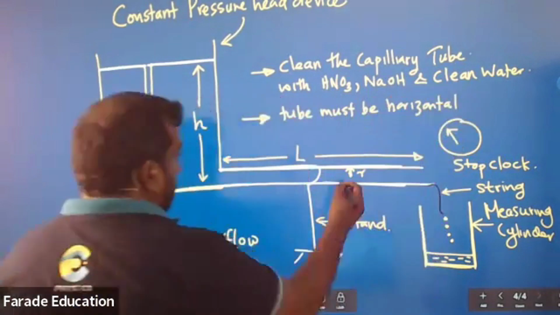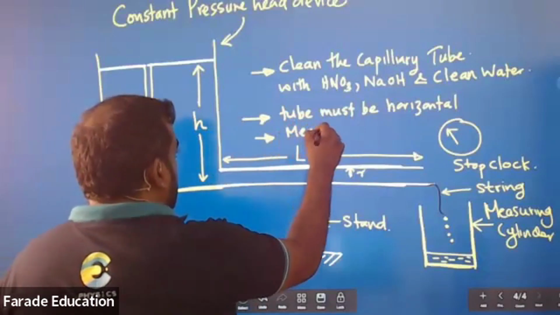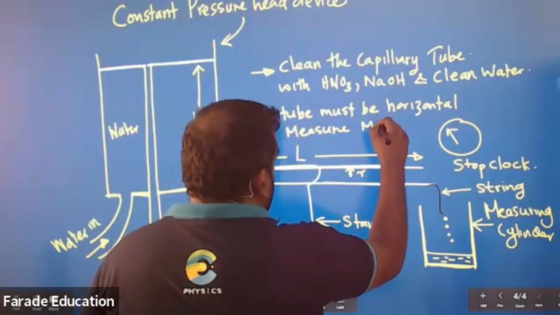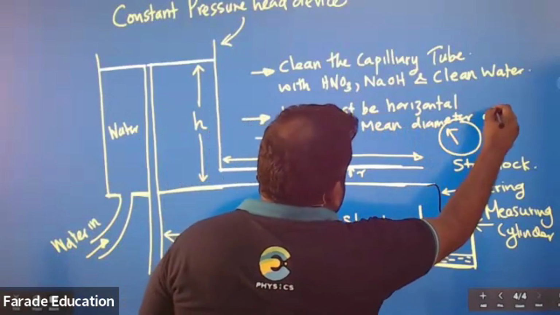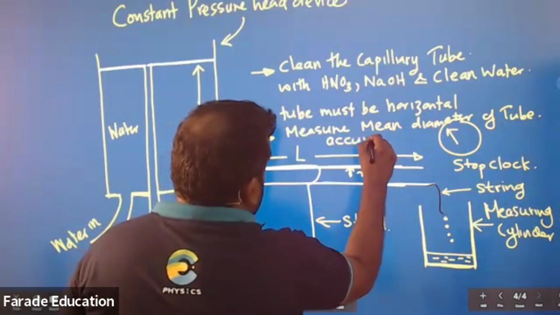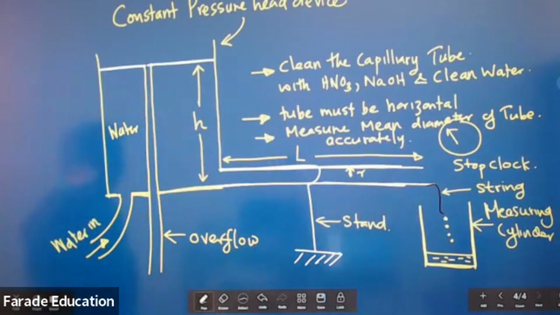Things can go wrong, huh? So make it horizontal. Next is measure radius. You can't measure the radius. Measure the mean diameter of the tube accurately.